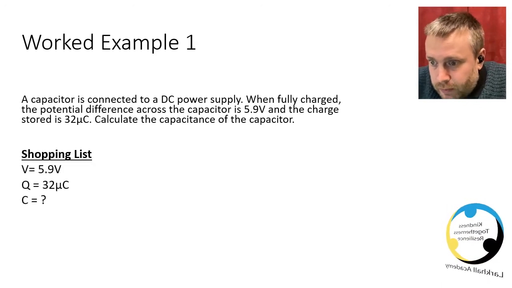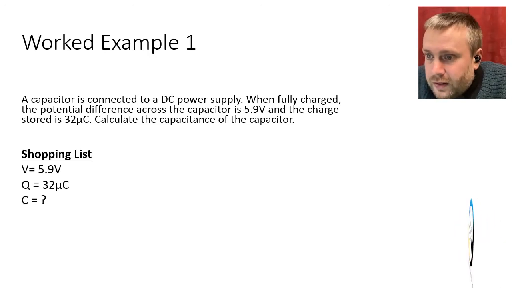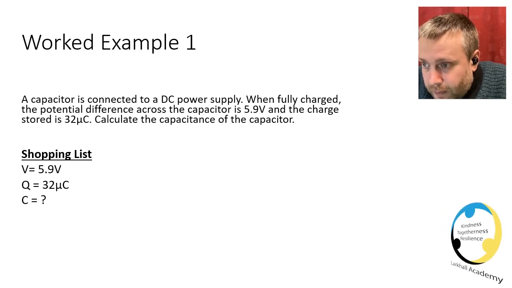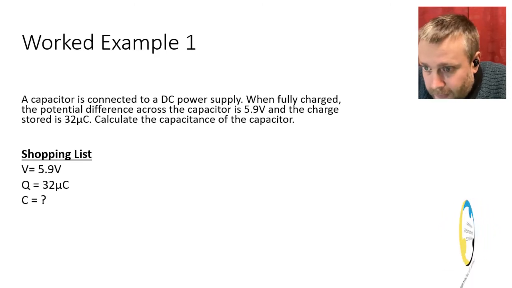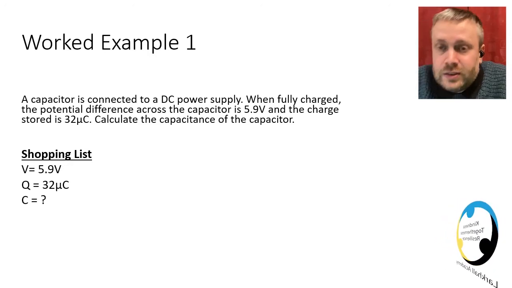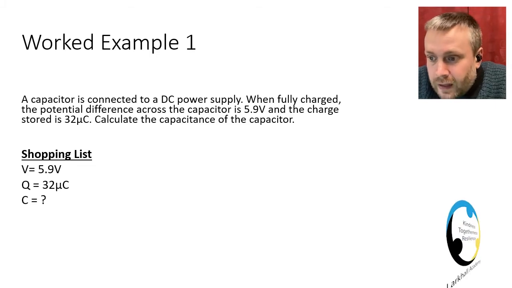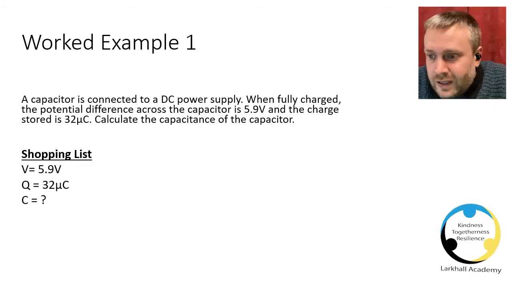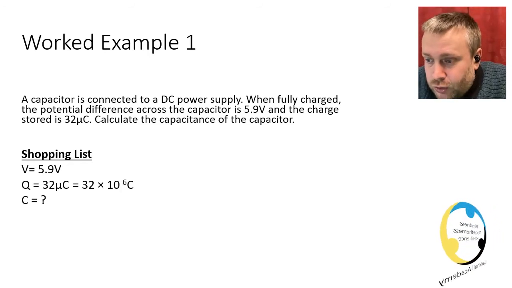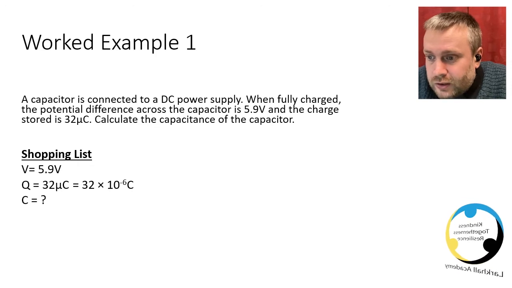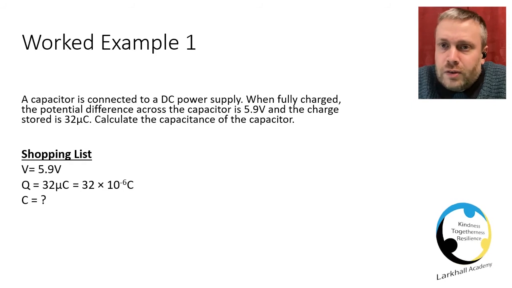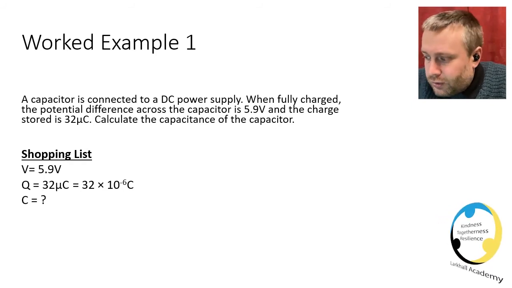So let's plug in these numbers here, just lifted straight from the example. V being our potential difference is 5.9 volts. Q being our charge was 32 microcoulombs, and C, our capacitance, is what we're looking to calculate. Now I'm hoping you have noticed already that we're going to have to do a little conversion here. We're going to have to convert Q into coulombs. So 32 microcoulombs becomes 32 times 10 to the minus 6 coulombs. You can also divide by a million, but I prefer to do it this way.